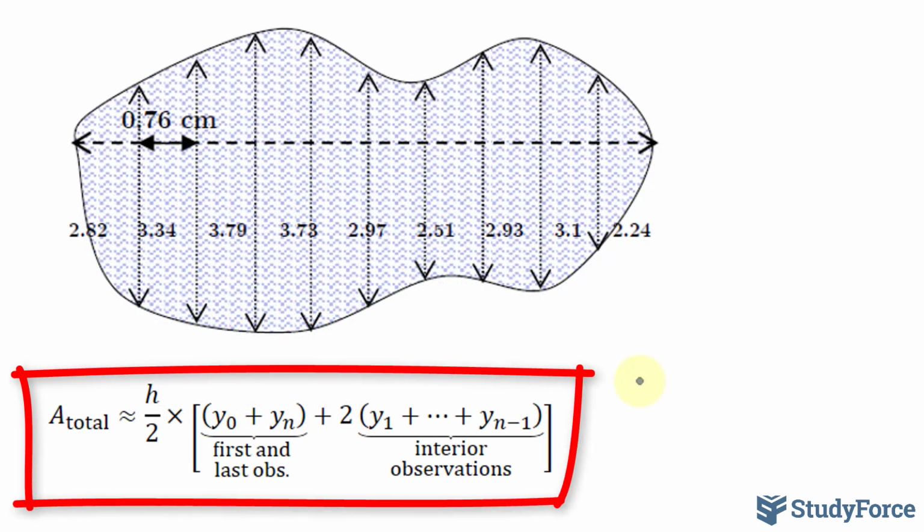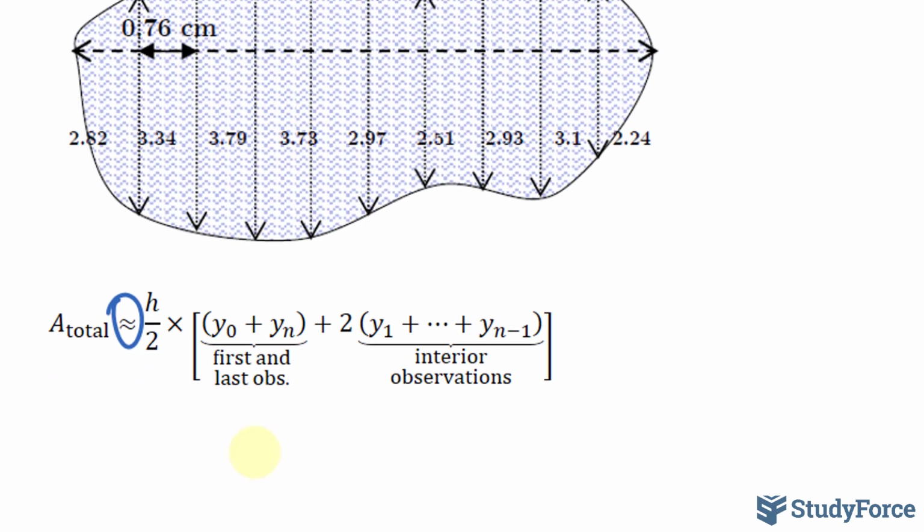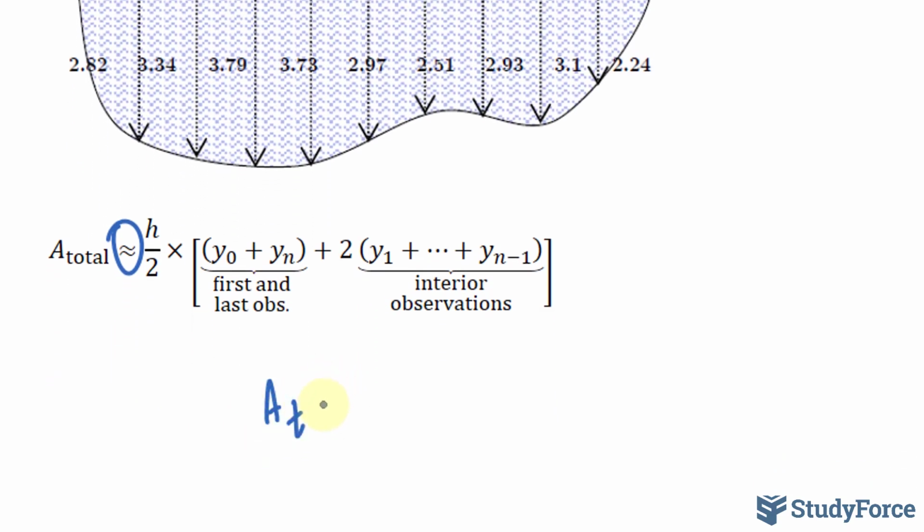It's important to note that the offset method is an area approximation technique. And this is the reason why we have this symbol, which denotes that the area is approximately equal to what we find. So let's write down A sub t for area total is approximately equal to, we know that h is 0.76 divided by 2, and that gets multiplied to, if you look within the brackets here, the first part are your first and your last observations.